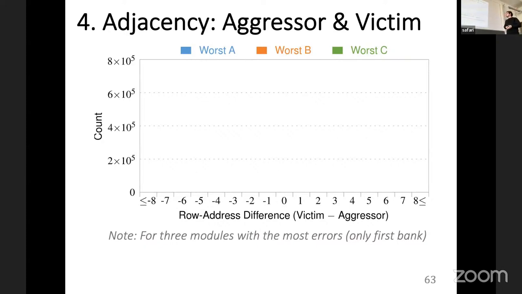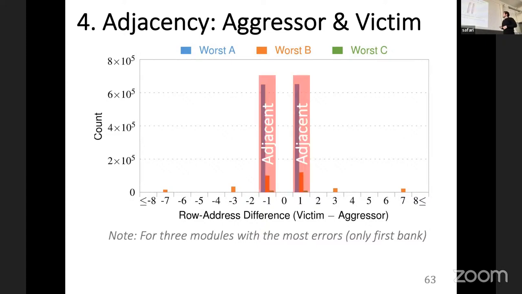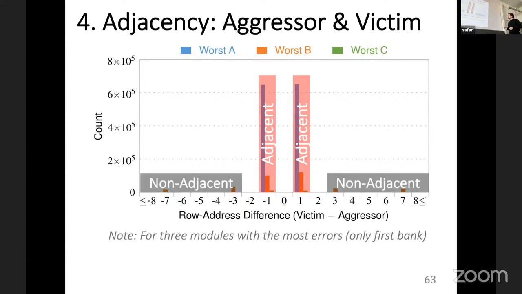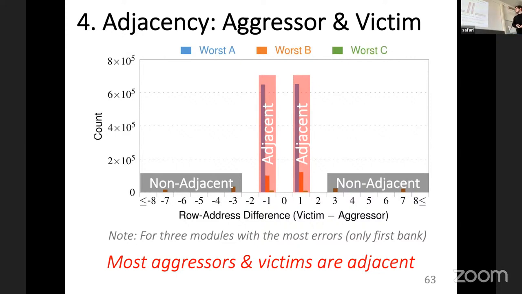But if you're looking at the memory controller visible address, and what you see is some behavior like this, it's showing that the immediately adjacent row to the aggressor row exhibits the most amount of bit flips for all manufacturers. And you can see that some of the non-adjacent rows in the memory controller visible address space also exhibit RowHammer bit flips. You can recover these address mappings to figure out if the non-adjacent rows are physically adjacent. But in this study, they didn't do that, and we cannot go back to 2014 to do the study again, so we don't exactly know if they're physically adjacent or if there's an effect of RowHammer that reaches over multiple rows. But the conclusion is most of the aggressor and victim rows are adjacent.